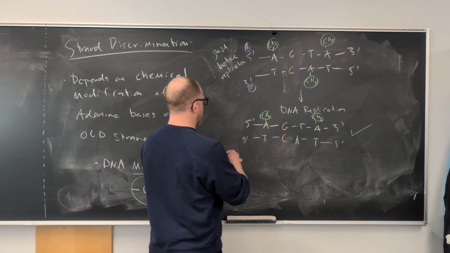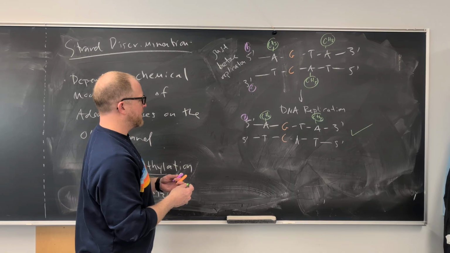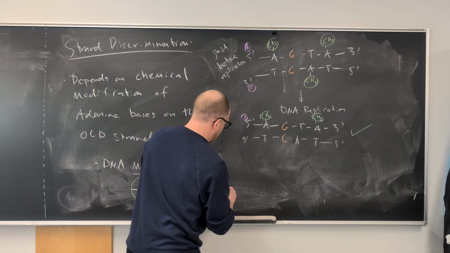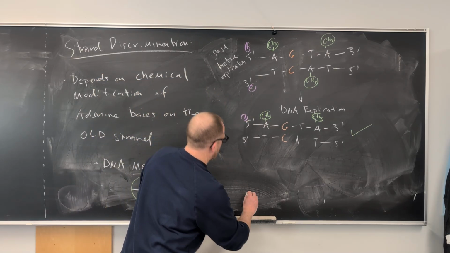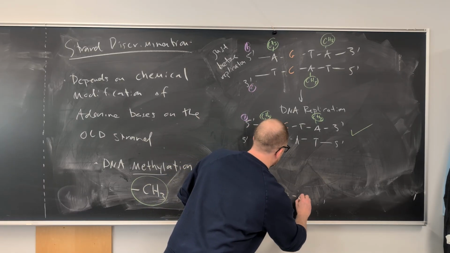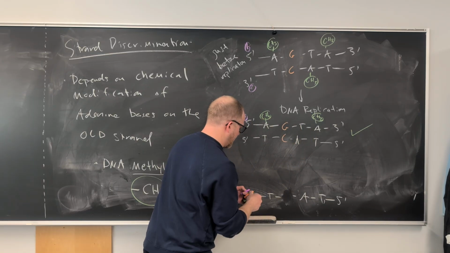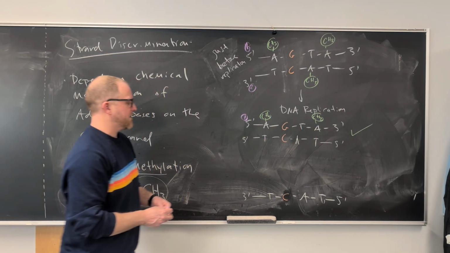But let's say that there's an issue with this bottom strand when it templates synthesis, okay? So we'll put this bottom strand down here, T, C, A, T, 5 prime. We'll put this C in orange just to highlight that this is our base of interest.